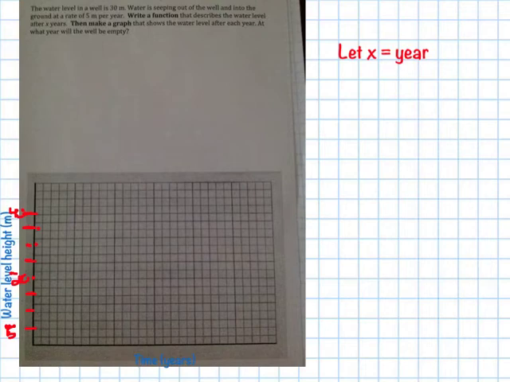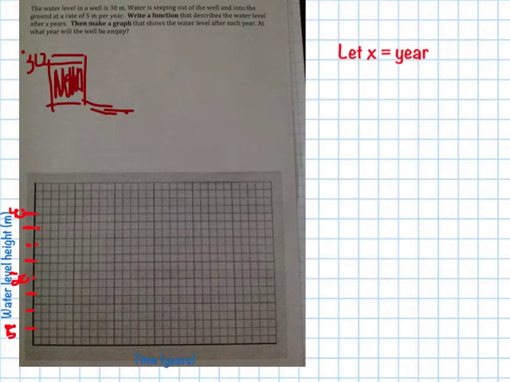Now this problem talks about the water level in a well. So you have a well, and the water level is at 30 meters. So here's our well, there's our water, and it's at 30 meters. Water is seeping out of the well and into the ground at a rate of 5 meters per year. So it's seeping out. Write a function that describes the water level after x years. Then make a graph that shows the water level after each year. At what year will the well be empty?